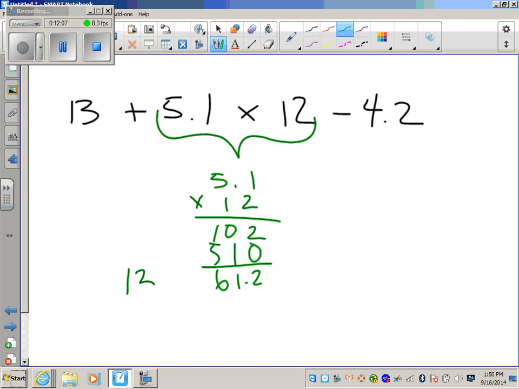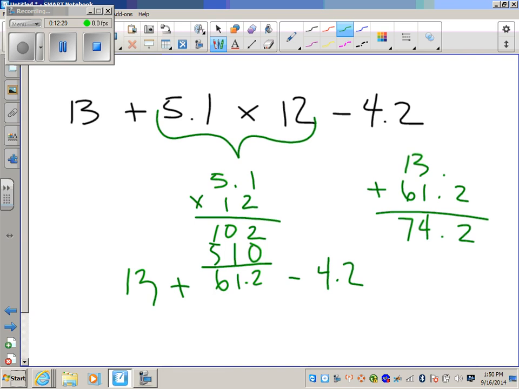Now 13 plus 61.2 minus 4.2. In order, last step, step number 4: add and subtract in order from left to right. Add the 13 with my decimal there plus the 61.2. And what do we get? 74.2 minus 4.2. Seven.